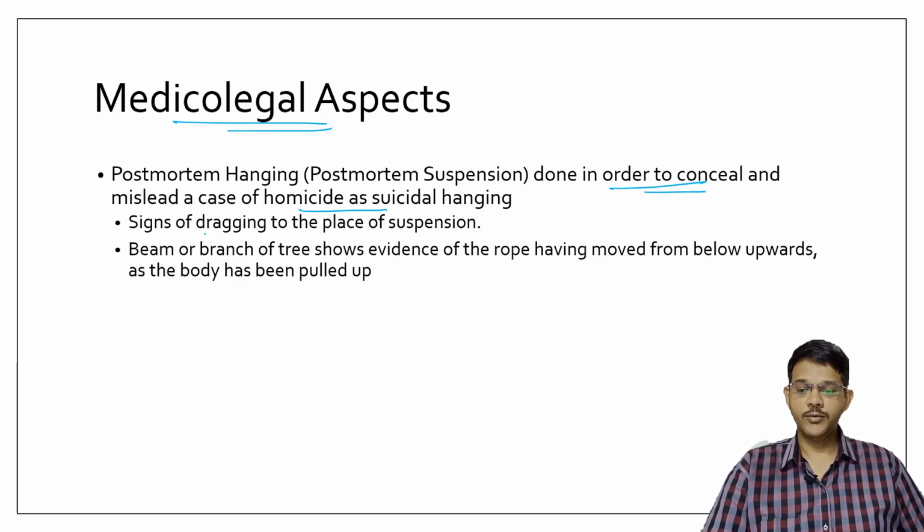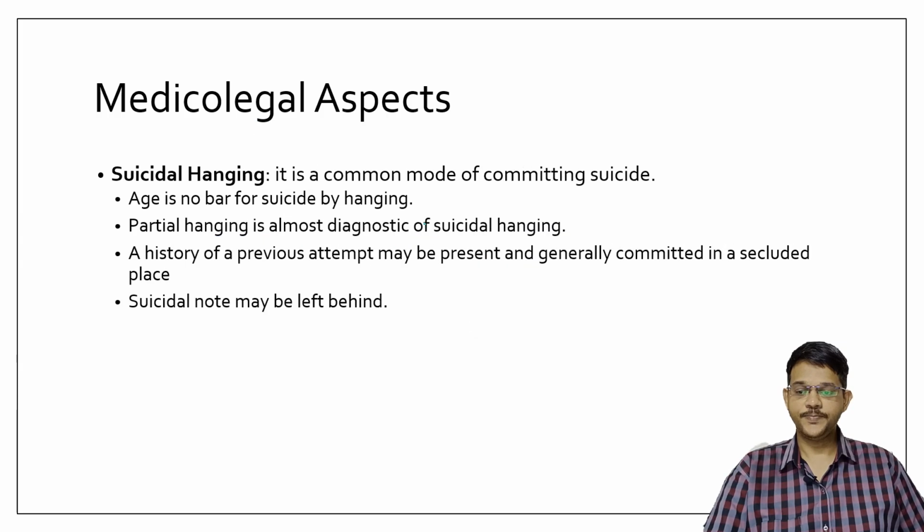In this case, you have to know whether there are signs of dragging of the person. If the person has been hanged on the beam or branch of a tree, there may be evidence of the rope being dragged from below upwards, so at the beam the mark will be from below upwards. Usually when a person hangs himself, he throws the rope from above downwards and ties it. That will not be present.